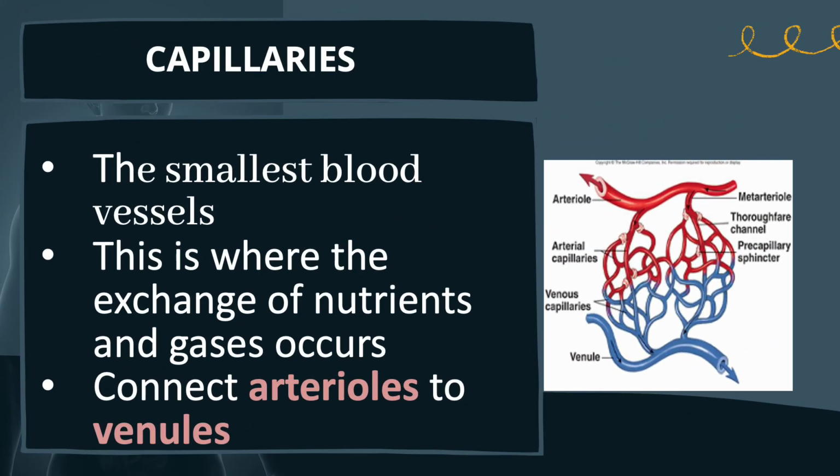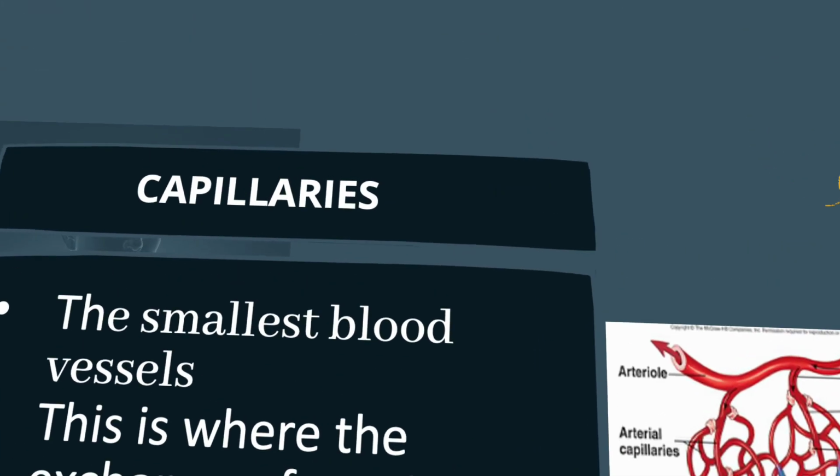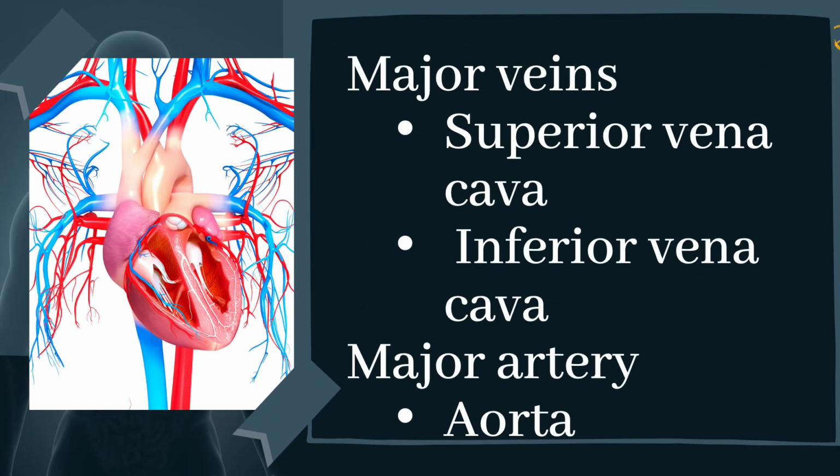The capillaries. The capillaries are the smallest blood vessels. This is where the exchange of nutrients and gases take place. The capillaries connect the arterioles to the venules. In the human body, the major veins are the superior vena cava and the inferior vena cava. The major artery is the aorta.